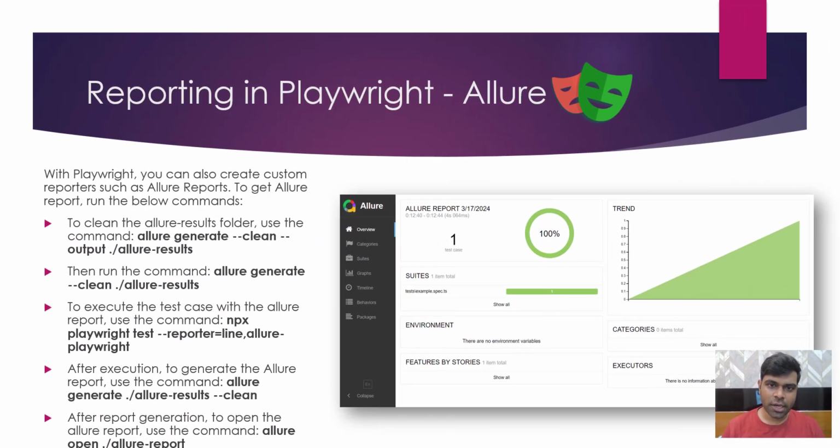Reporting in Playwright, that is Allure. With Playwright you can also use custom reporters such as Allure reports. To get the Allure report, run the below commands. To clean the Allure results folder, use the command allure generate --clean --output ./allure-results, which is present in this PPT. To execute the test case with the Allure report, use the command shown here. After execution, to generate the Allure report, use the command shown. After report generation, to open the Allure report, use the command allure open ./allure-report.